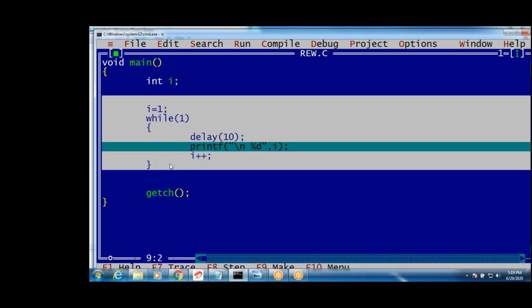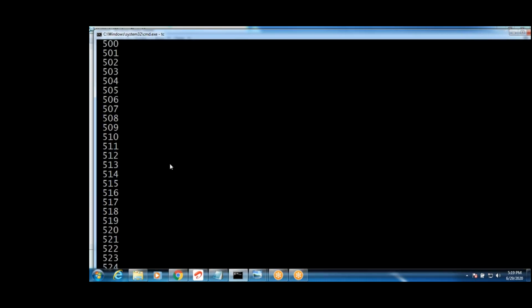1000, 2000. Still I will reduce, guys. See this? Reduce the delay to 1. What is a delay of 1? It takes 1 millisecond. Now see, guys, 1000, 2000, 3000, 4000, 6000, 7000, 8000, 9000. You can check it, guys.